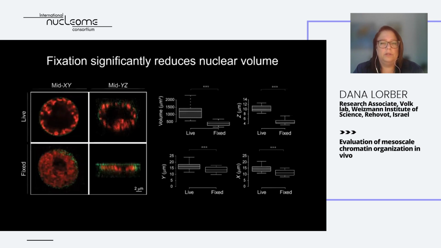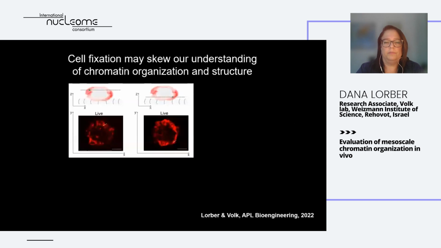Contrary to the common notion that fixation is a snapshot of the current biological state, the literature indicates adverse effects of fixation on the cell, such as membrane blebbing, changes to nucleic acids, alteration in the appearance of phase separation, and volume reduction, as shown in this example. So what are the implications of such changes? Using fixed nuclei to study chromatin architecture may lead to misinterpretation of chromatin mesoscale organization.